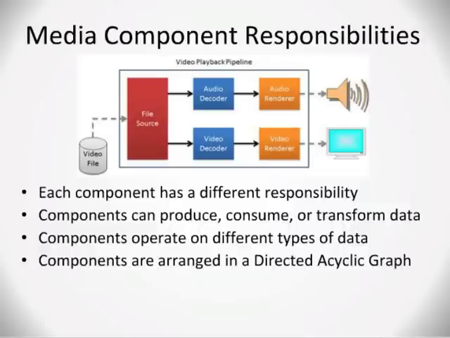So the data is stored as several streams in the file. The file source unwraps it, unpackages it from whatever format it is stored in the video file, and splits it out and sends it to two subsequent components, in this case the audio decoder and the video decoder, which of course decode the data and present it in whatever format the renderer expects, in this case the video renderer and the audio renderer, which of course in turn present the data to the screen and the audio card. So as you can see here, each of these components has a different responsibility. The file source unwraps the data, the decoders decode the data, and the renderers render the data.